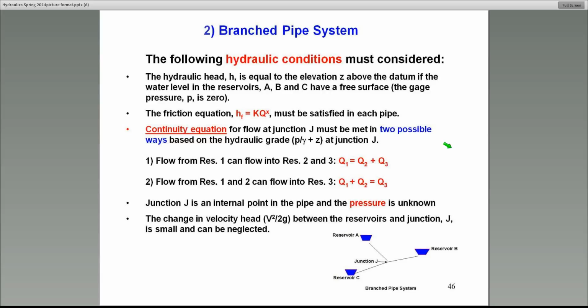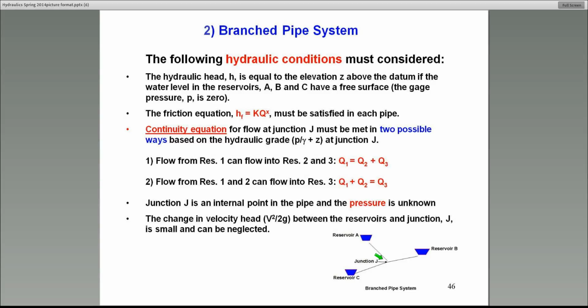They give you two reservoirs or three reservoirs interconnected by pipes, and they all meet at a junction. I call it here junction J. Typically in a situation like this, we do not know the hydraulic head or the pressure at junction J. That's an internal point, and normally what we solve for is the hydraulic head at that junction J.